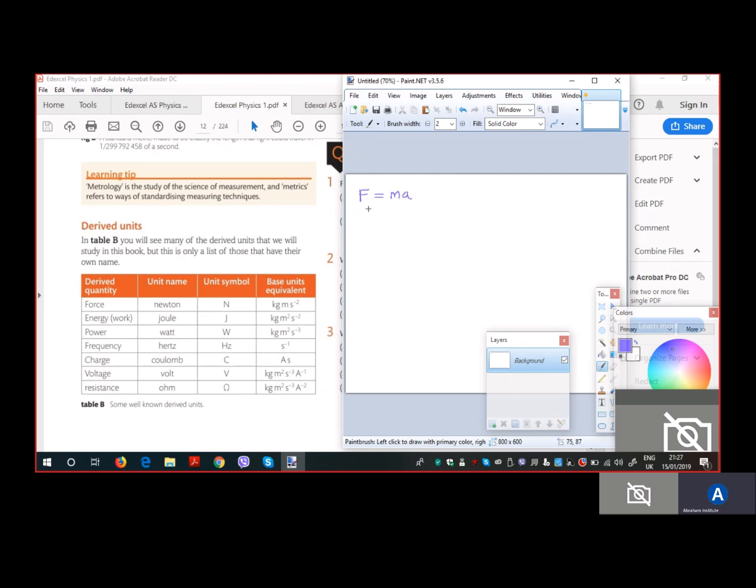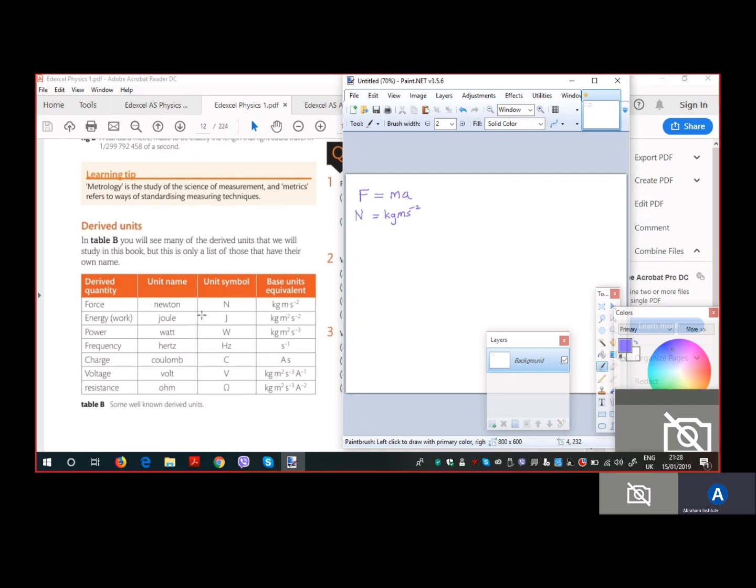Now you know this equation. If we use that, Newton is the unit of force. So Newton is equal to what? The unit of mass times the unit of acceleration. What is the unit of mass? Kilogram. So kilogram meters per second squared, because this is acceleration. Do you understand that? So this is how you get this thing in base units. So first thing is you have to know which formula to use. Okay.